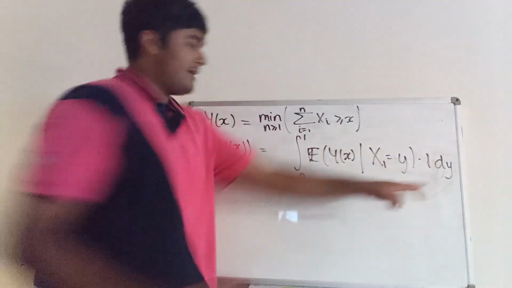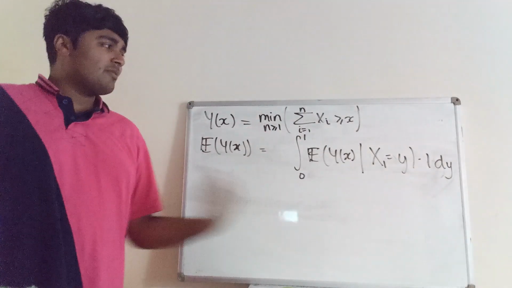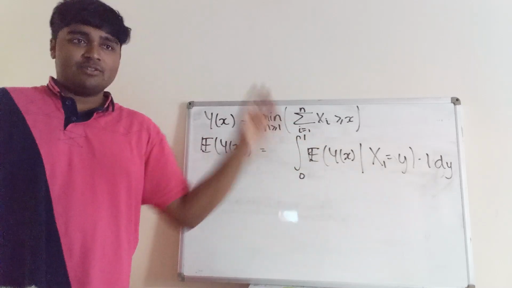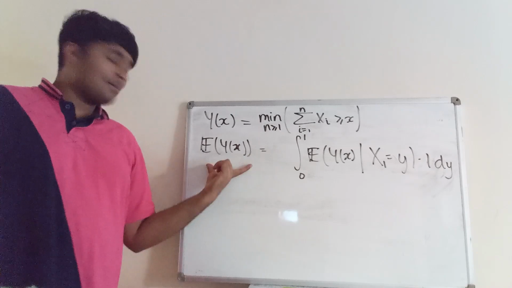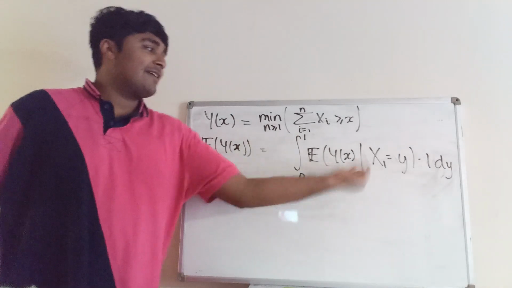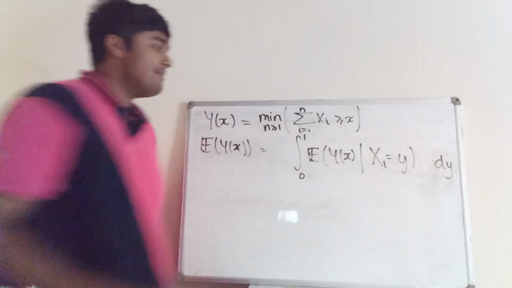Technically we have to multiply by 1 here, but of course that's not doing anything. This 1 just comes from the probability density function of Xi. Xi is uniform 0, 1, so its probability density function is just 1. So we have the expected value of Y of x is just the integral from 0 to 1 of the expected value of Y of x given X1 equals y dy.